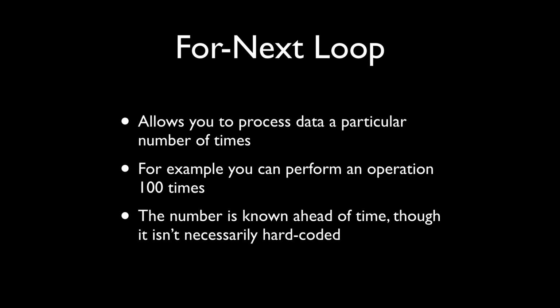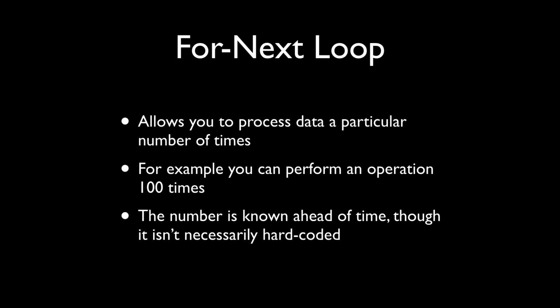Say, for example, you wanted to do something exactly 100 times. Then the for next loop is for you. The number is known ahead of time, though it doesn't have to be hard-coded in there. It's something you can detect, like the length of an array. In fact, that's probably the most normal use case you're going to see: however many things there are in a given array or list is going to be the upper boundary for your for next loop. So let's take a look at one.